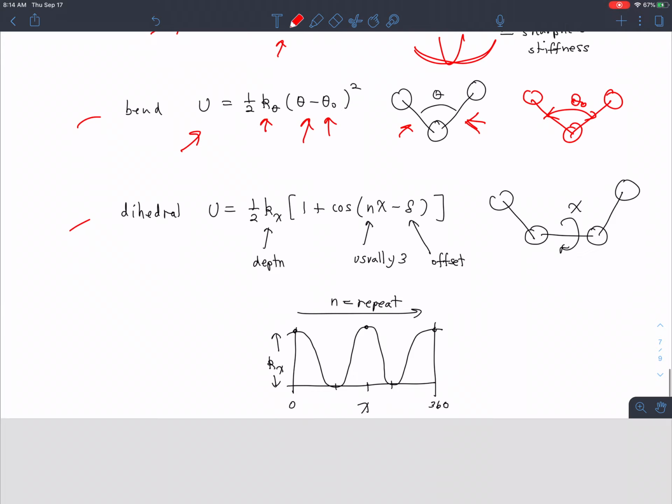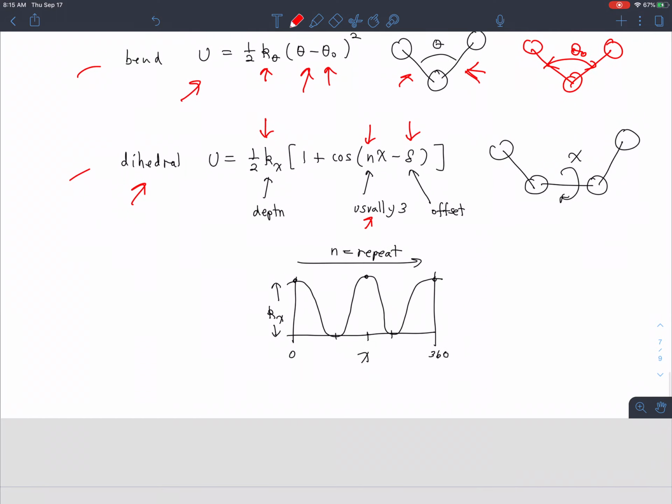And then finally, the last bonding interaction is the dihedral energy. That also has a force constant. It has a multiplicity factor. It's usually 3. In all the examples we've used, it's been 3. And then an offset. We've always set that offset to 0 in all the examples, but it doesn't have to be 0. It can be. So it's got 3 parameters.